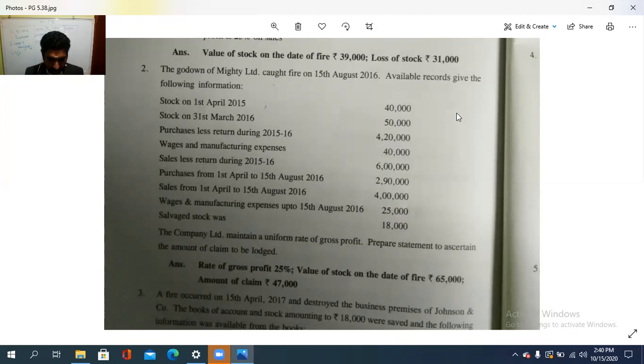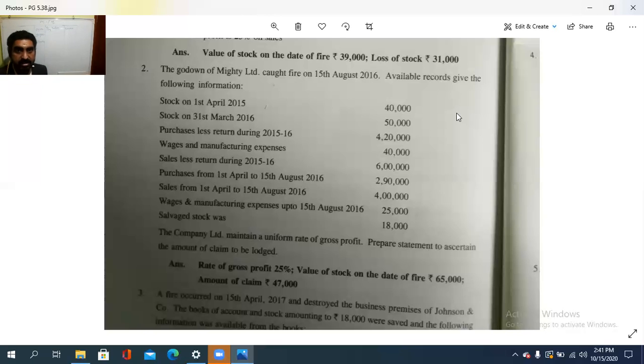Stock, how much is it? 40,000. Then purchases 4,20,000. Then wages 40,000. So it is 5 lakh. Then comes sales, 6 lakh, on the opposite side. And the closing stock will be the opening stock of this year, so 50,000. So 6,50,000 is the total of the credit side, and the debit side is 5 lakh. So 6,50,000 minus 5 lakh, 1,50,000, divided by 6 lakh, into 100. So it is 25%.